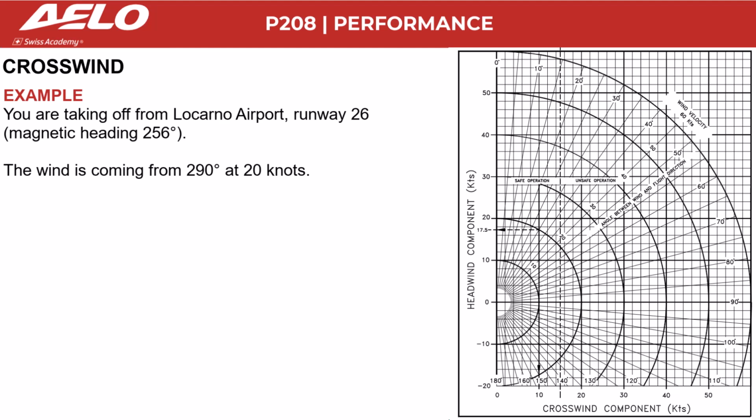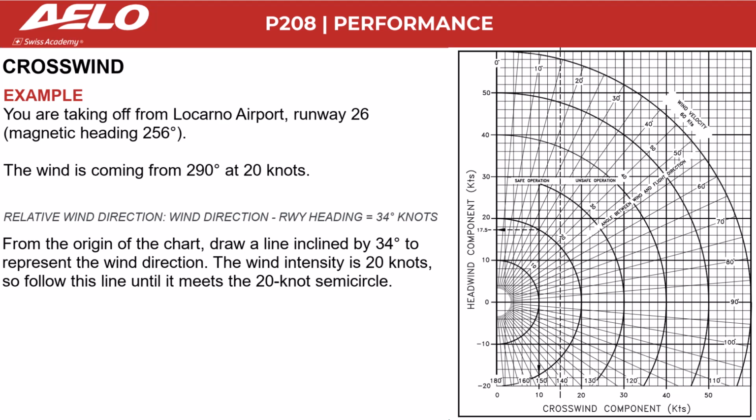Example, you are taking off from Locarno Airport, runway 26, magnetic heading 256 degrees. The wind is coming from 290 degrees at 20 knots. The angle between runway heading and wind direction is 34 degrees.